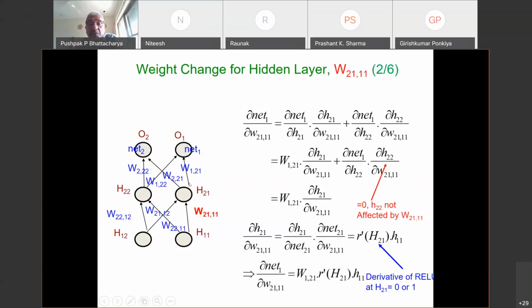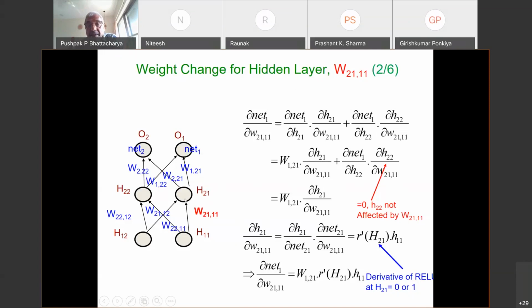Okay, and delta H21 delta W211 is a derivative of the output with respect to the weight. Okay, derivative of the output with respect to the weight. So here I can apply chain rule again. Delta H21 delta weight is delta H21 delta net 21 into delta net 21 delta weight. And this chain rule application, what it does is that it brings in the input to the neuron into the picture, because we were only taking the derivative of the output with respect to the weight.